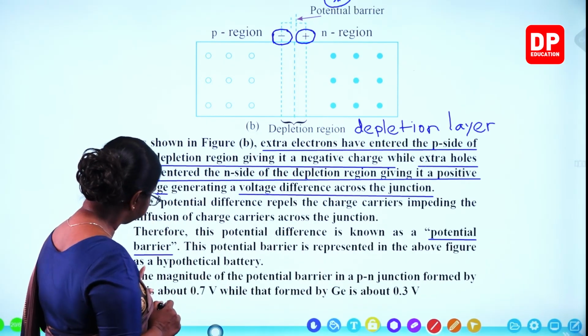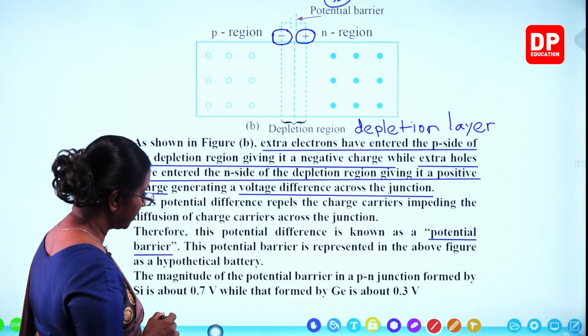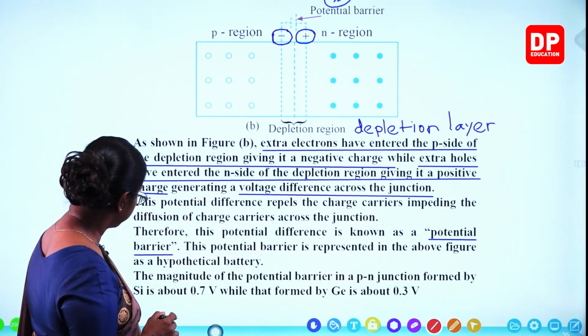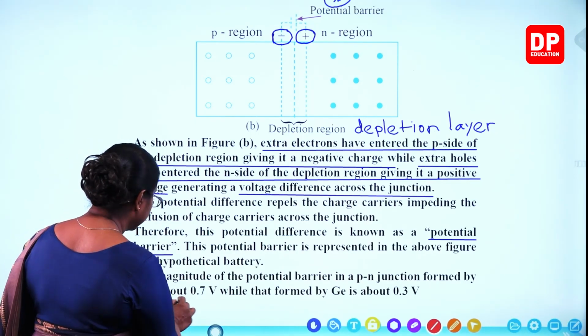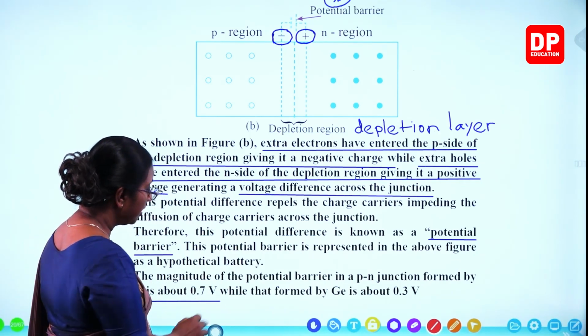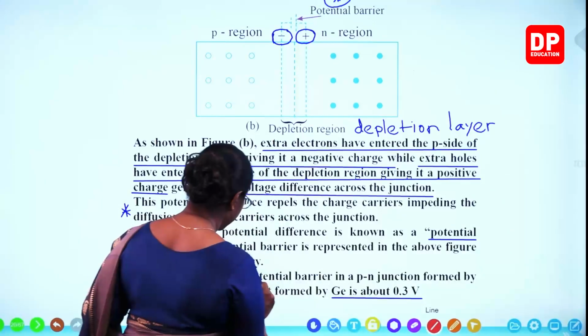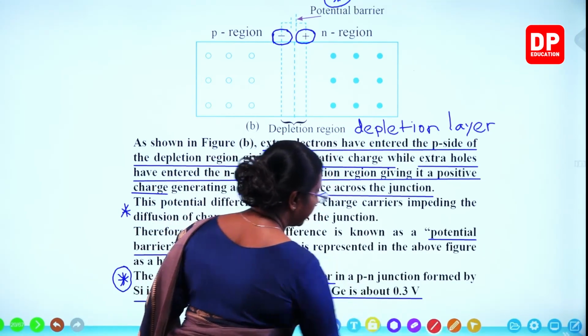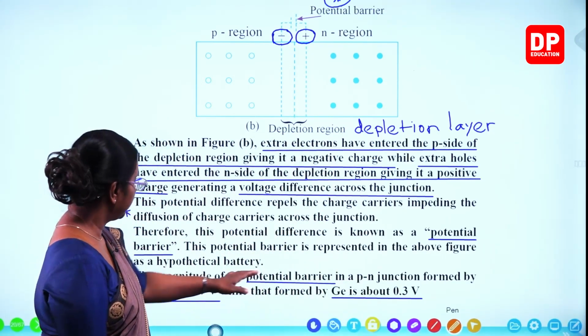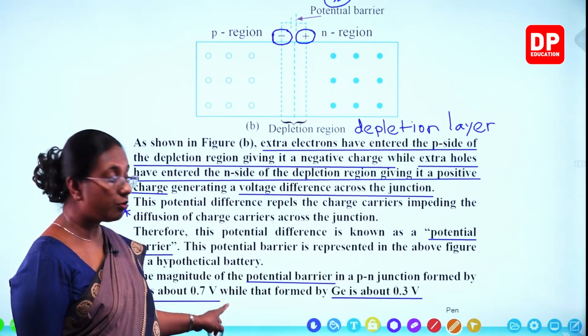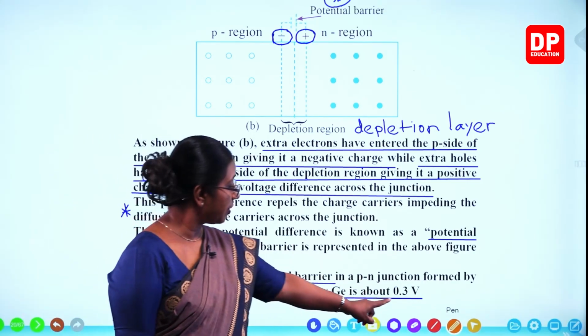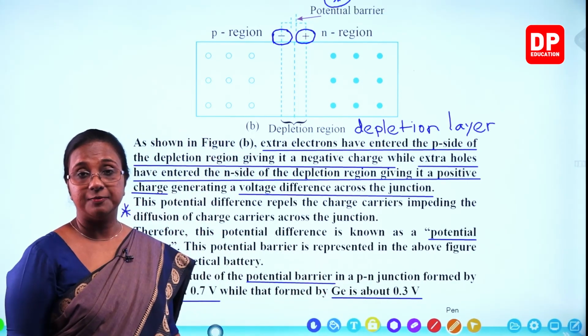Here you can see the magnitude of the potential barrier in a PN junction formed by silicon is about 0.7 volt. That formed by germanium is about 0.3 volts. Very important. You have to remember this. So, the magnitude of the potential barrier depends on the nature of the semiconductor. The potential barrier is 0.7 volts for silicon and 0.3 volts for germanium.